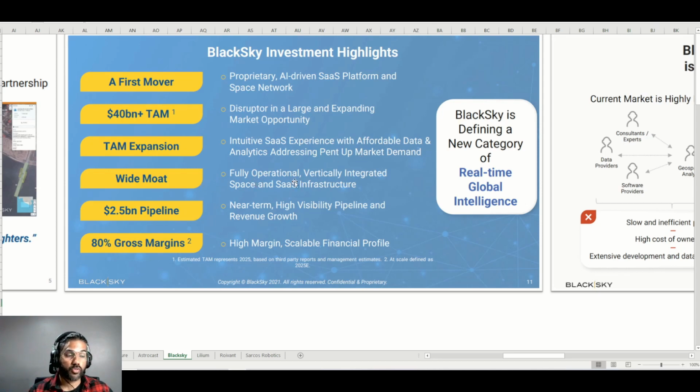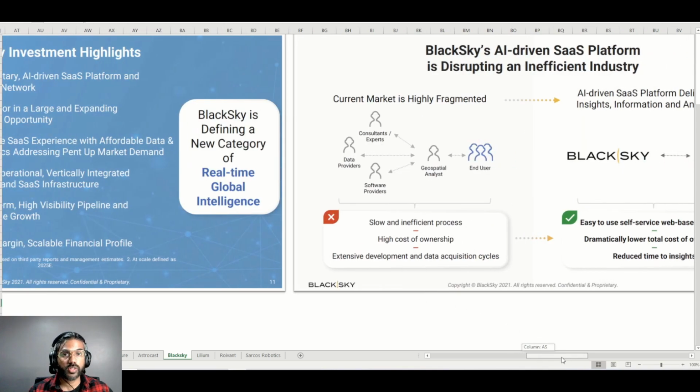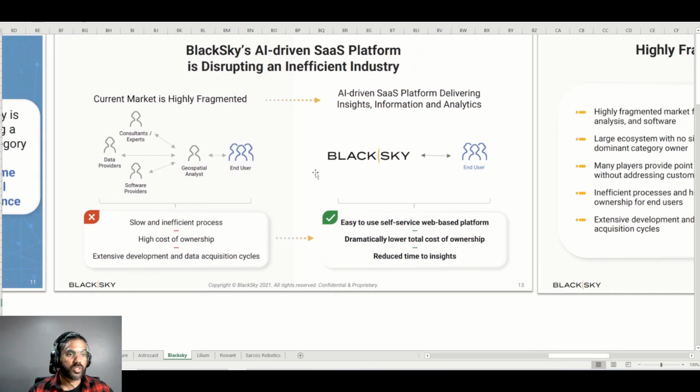Wide moat, because they're fully operational, vertically integrated space and SaaS infrastructure. They have a $2.5 billion pipeline, 80% gross margins, I guess, once they scale up their ops. So this is the market today. They say it's highly fragmented: data providers, software providers, consultants, the analyst who works with all of that and then gives that to the end user. Here they're saying Blacksky directly to end user.